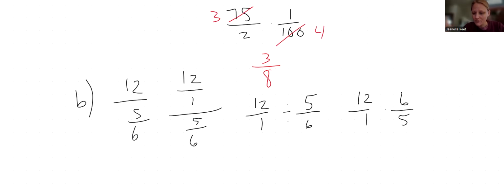I can't really cross cancel anywhere, so I'm just going to multiply straight across, which equals 12 times 6 is 72. 5 times 1 is 5. That gives me, let's see, 5 goes into 72 how many times? 14 times, 14 and 2/5. Okay.